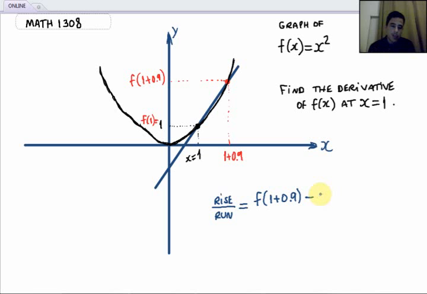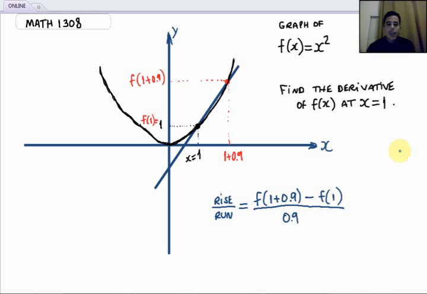show up later in this example. And this is minus f(1), which is this. And then the run here will be this distance from here to here. Now you can see why I wrote it this way, because the distance from here to here is this one minus that, which is simply 0.9, right? The distance from here to here is just 0.9.